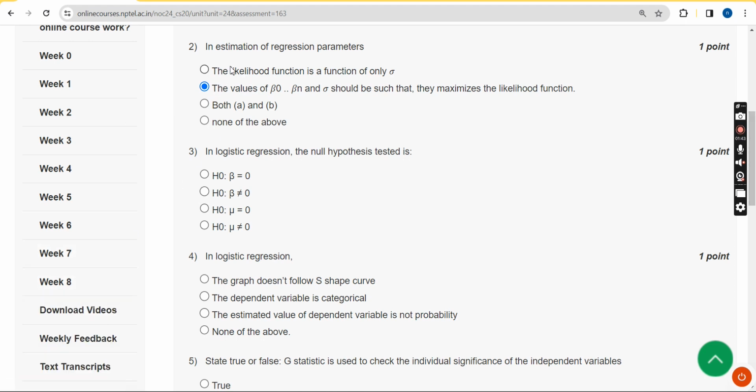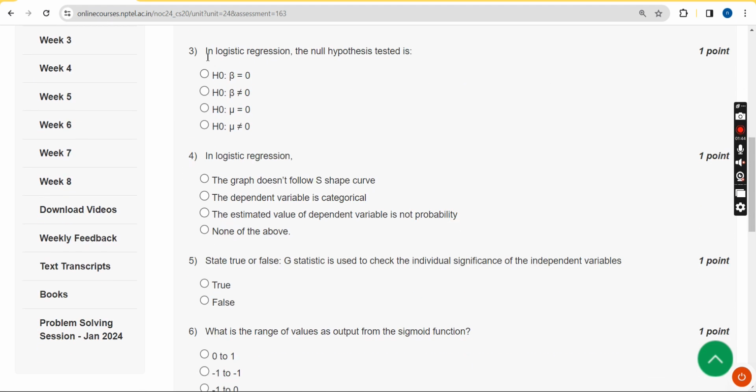Now moving on to the third one. In logistic regression, the null hypothesis tested is what? For the third question, the probable answer is the first option: H0 defines beta equals 0.